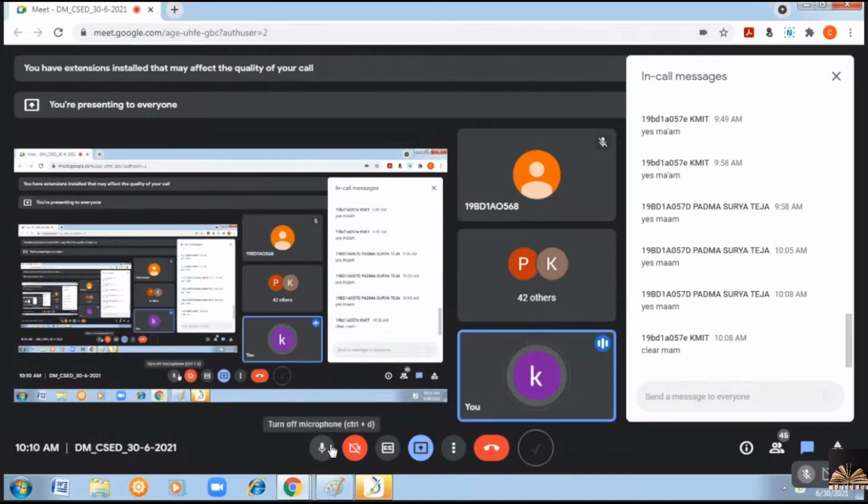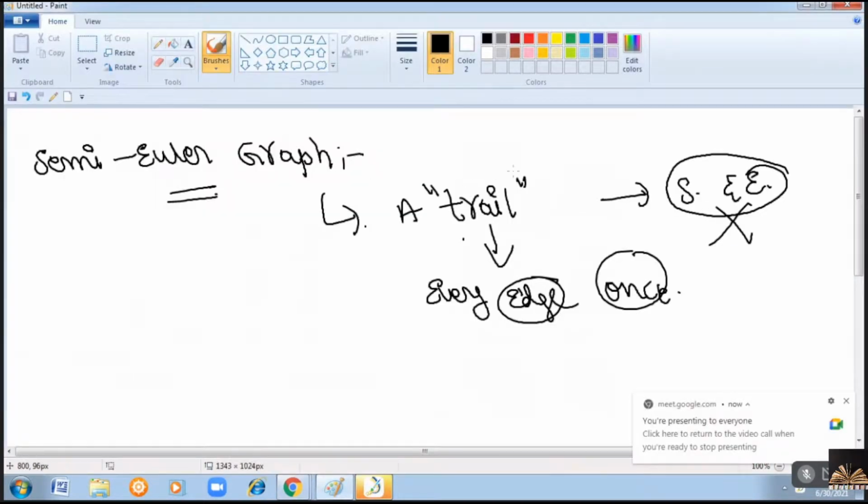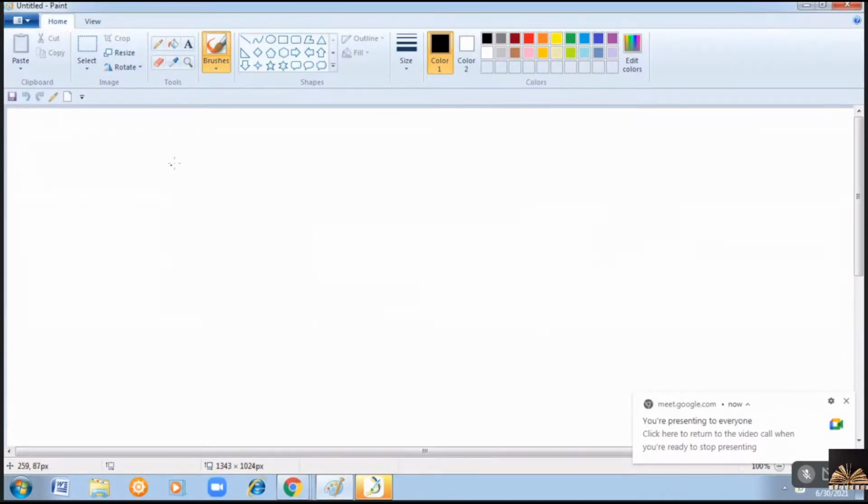So for a semi-Euler graph, there should exist a trail. That means every edge should be visited exactly once. But that trail need not start and end at the same vertex. The second condition may not be satisfied. Clear? So consider this example.